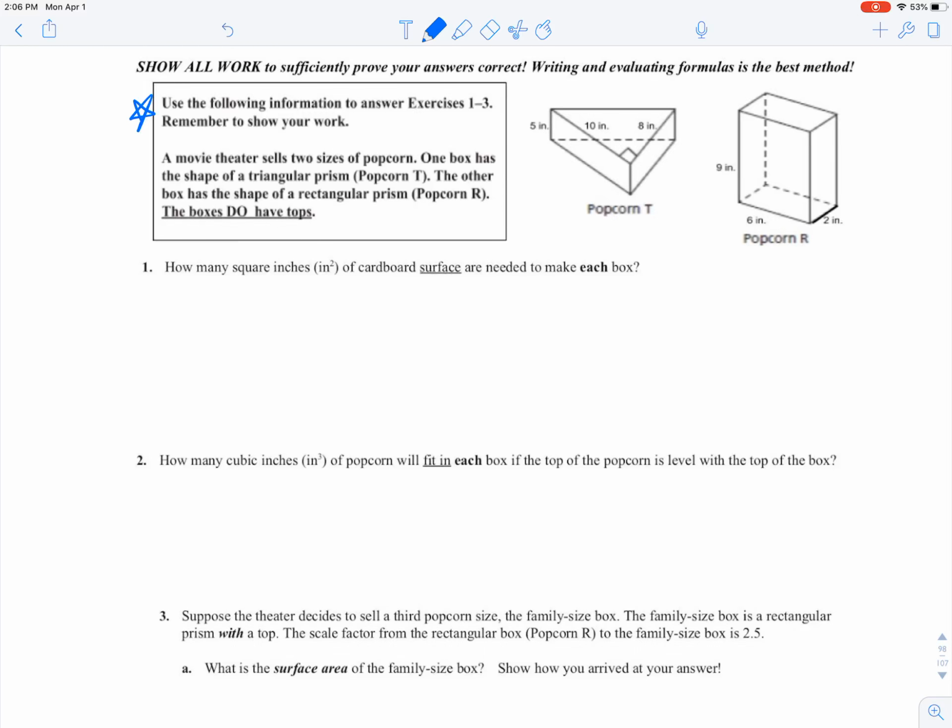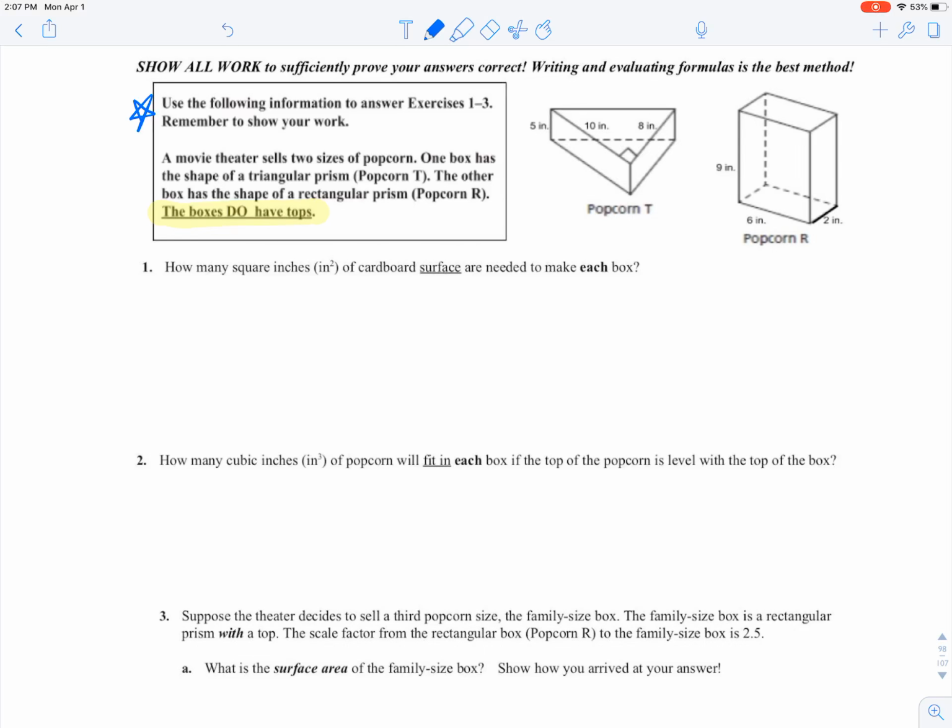A movie theater sells 2 sizes of popcorn. We have popcorn T and popcorn R. One box has the shape of a triangular prism, hence popcorn T. The other box has the shape of a rectangular prism, popcorn R. The boxes do have tops. That is important. That will affect our surface area here.